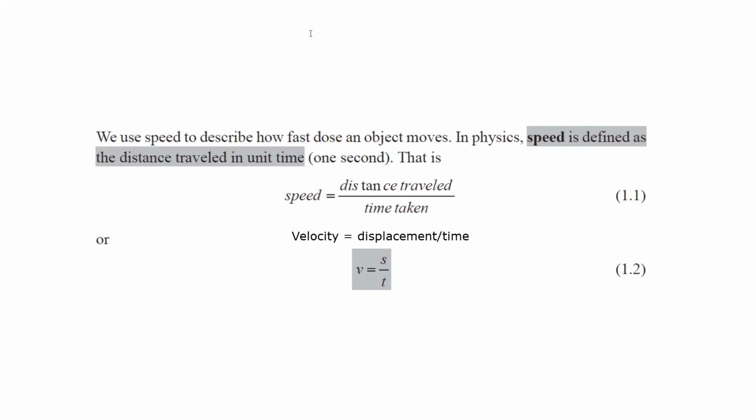So if I say an object is at position A, it moved to position B, which is 4 meter from A, and then it returned back to A. My question is, what is the distance traveled? So in this example, the object goes 4 meter and returns back 4 meters, so the distance traveled is 8 meter.